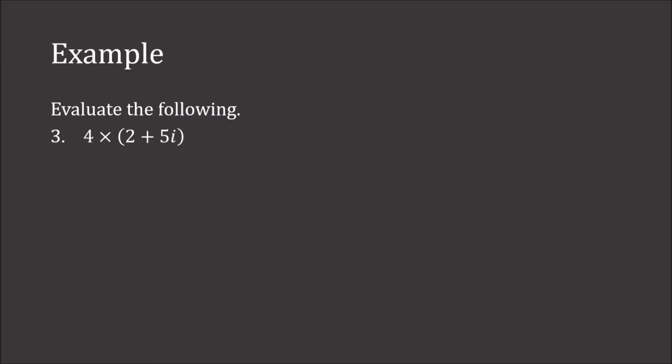And so we're going to do a real number times a complex number. So remember, for this, all we do is we multiply each component by the real scalar. So it'll be 4 times 2 for the real part plus now 4 times 5 for the imaginary part. And so it's 8 plus 20i.